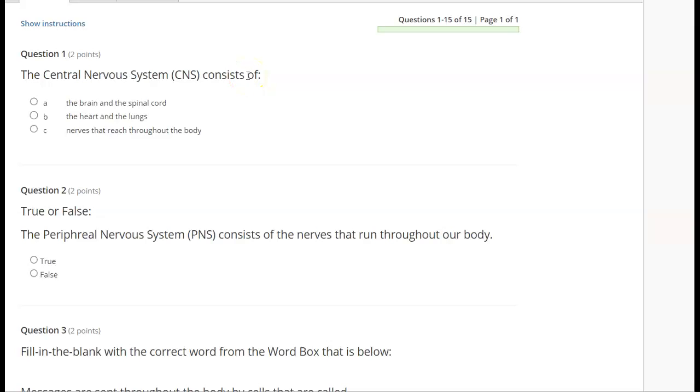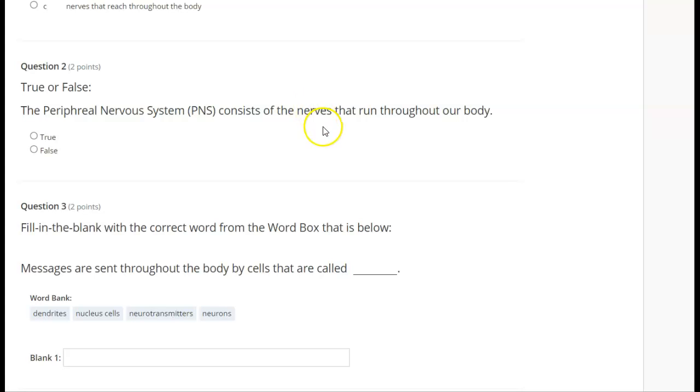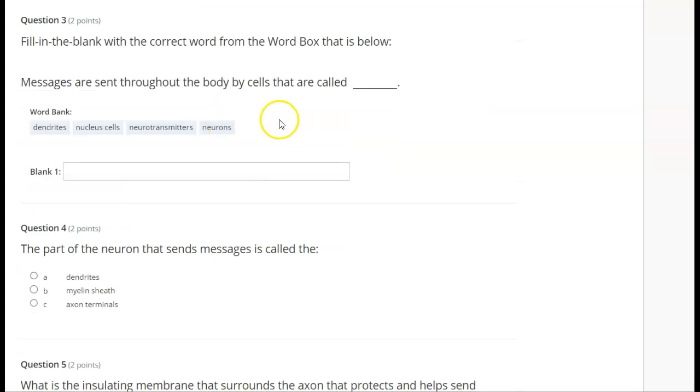The central nervous system, CNS, consists of A, the brain and the spinal cord, B, the heart and the lungs, C, nerves that reach throughout the body. True or false? The peripheral nervous system, PNS, consists of the nerves that run throughout our body. True, false.